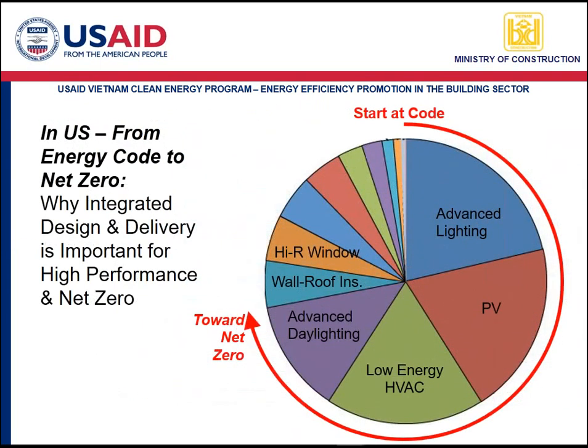So here's another pie chart that shows which energy measures will contribute to a major energy savings starting at energy code and going around to a net zero building, going around the pie: advanced lighting, photovoltaic cells, low energy air conditioning, advanced daylighting, wall and roof insulation, high R windows. This is in a more northern climate. Better window glass would be more important in Hanoi.